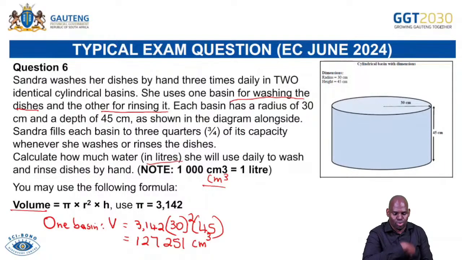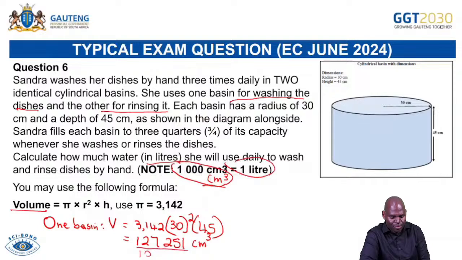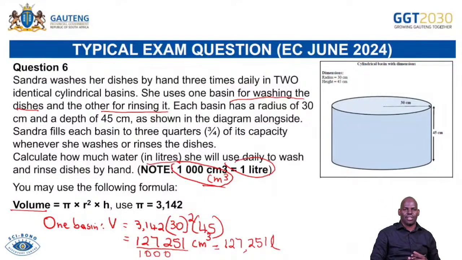Okay, so if I convert it to liters, if you look at the conversion factor, I've got 1,000 cubic centimeters is equal to 1 liter. So it means if I want to convert from centimeter cubed to liters, I must divide by 1,000. So if I divide by 1,000, then I'm going to get 127,251, and it's liters. When one basin is full, it's going to be 127,251 liters. But wait a minute, if you check, they say Sandra fills each basin to 3/4.